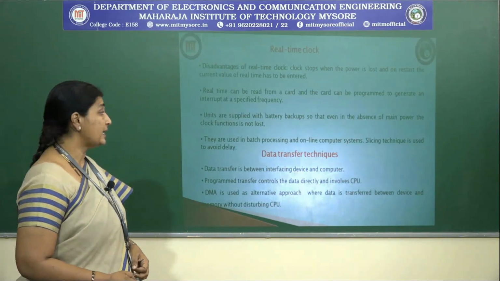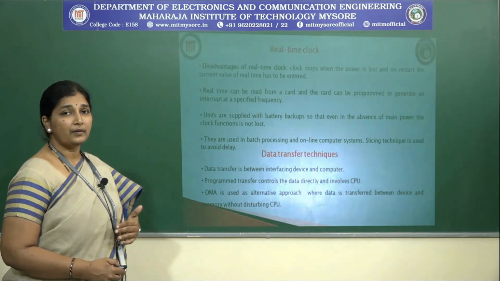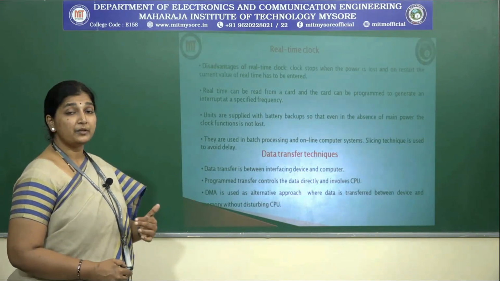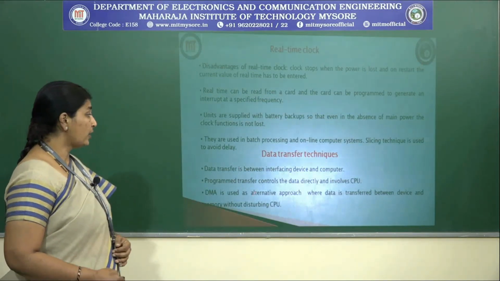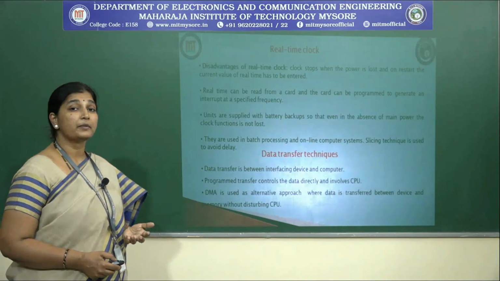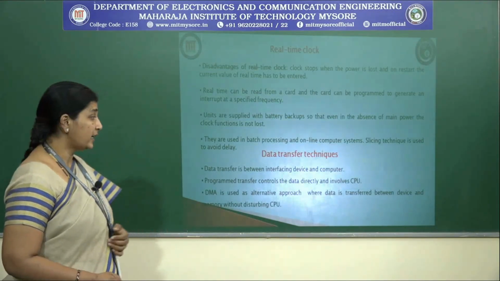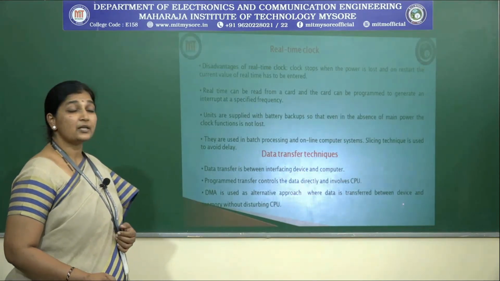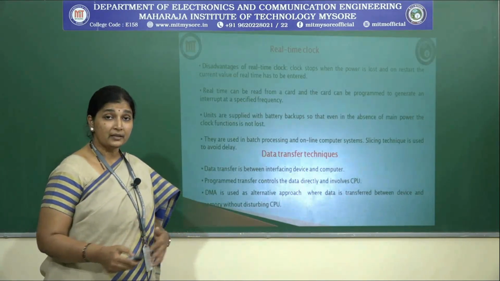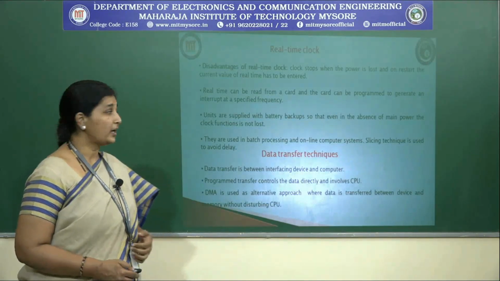After knowing this, you have what are called data transfer techniques. Okay. Data transfer is between the interfacing device and the computer. So, you have an interfacing unit and you have a computer. Okay. So, standard I/O units, okay, and your computer, how is the data being transmitted between those two units? Okay. Program transfer controls the data directly and involves the CPU, and DMA, that is direct memory access. What happens as soon as there is an important interrupt, immediately, without wasting any time, there is an alternative approach where the data is transferred between the device and memory without disturbing your CPU. So, without disturbing any processing event that is occurring, it directly gets the information from the memory, and the device will be able to interface it. Okay. That is about DMA.